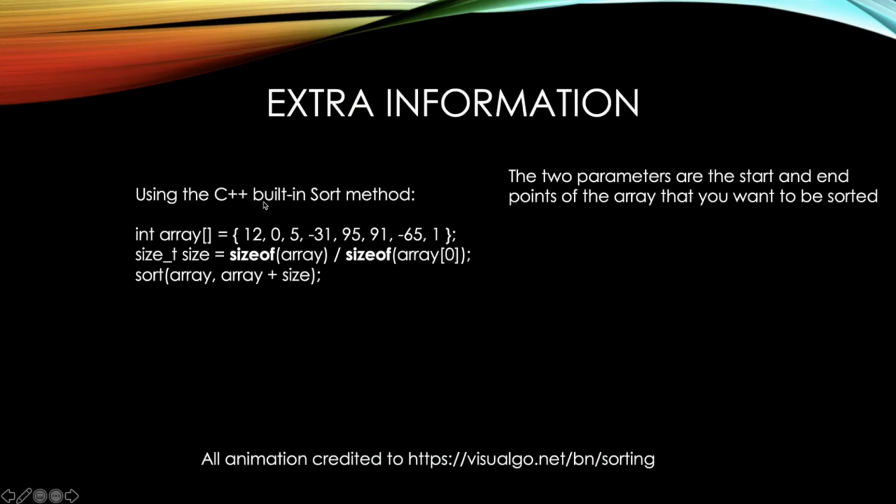So, extra information: C++ has a built-in sort method using introsort. The way you use it is as above. The two parameters here, where I have array and array plus size, are the start and end points of the array that you want to be sorted. If you want to see the animations with any specific values or anything else, you can go to this website here.